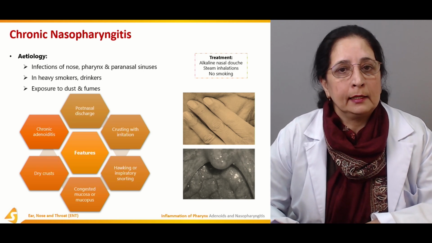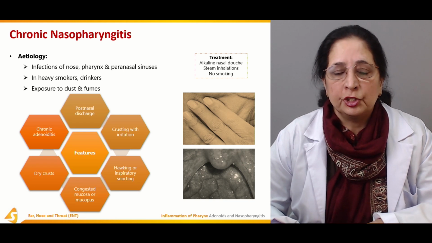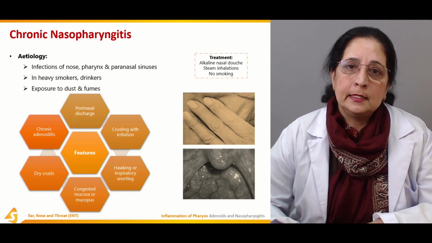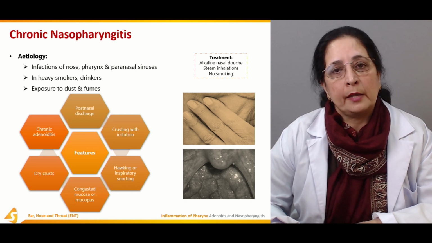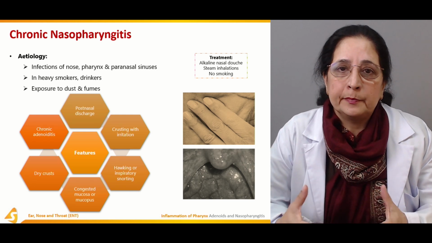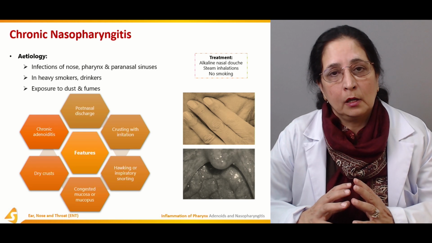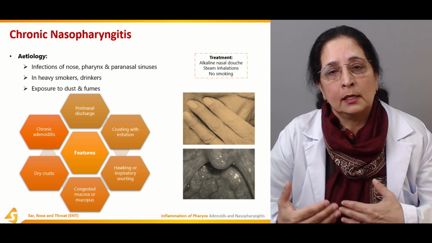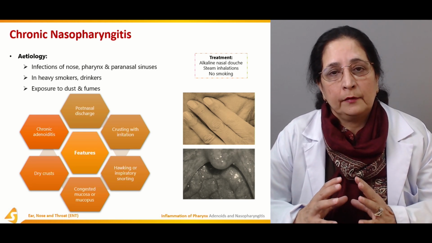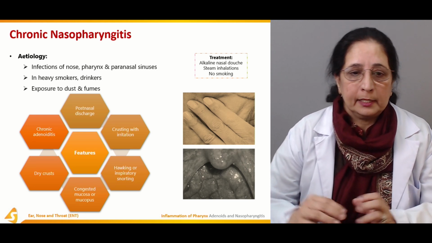Treatment is alkaline nasal douche, and then steam inhalations, and no smoking is recommended for people who have chronic nasopharyngitis, chronic upper respiratory tract infections. Smoking is one common cause of recurrent infections of the upper respiratory tract, so smoking should be avoided.